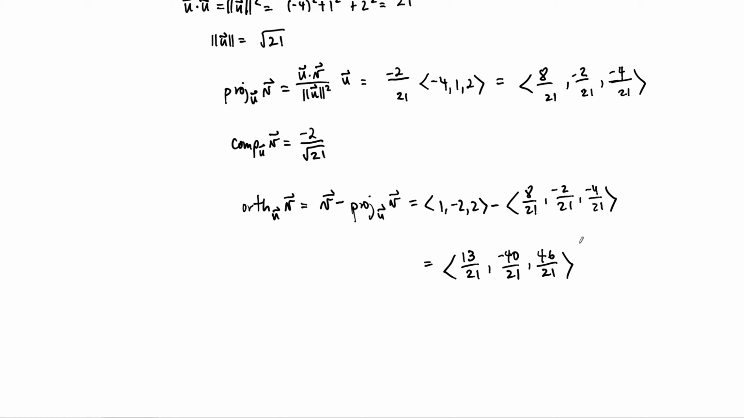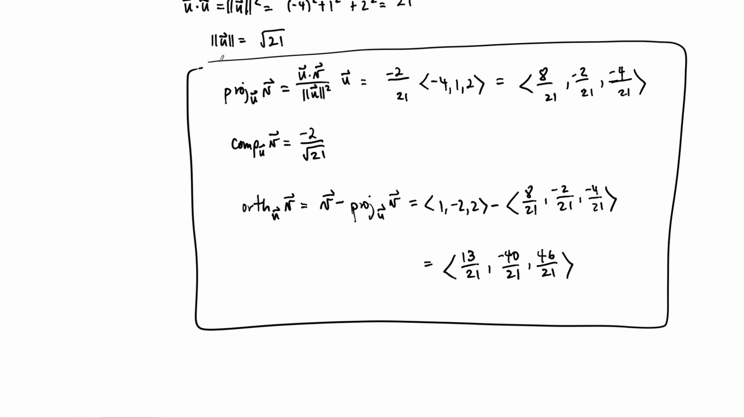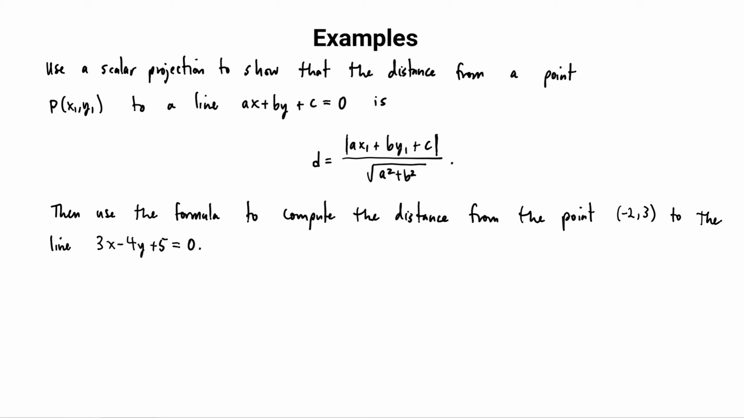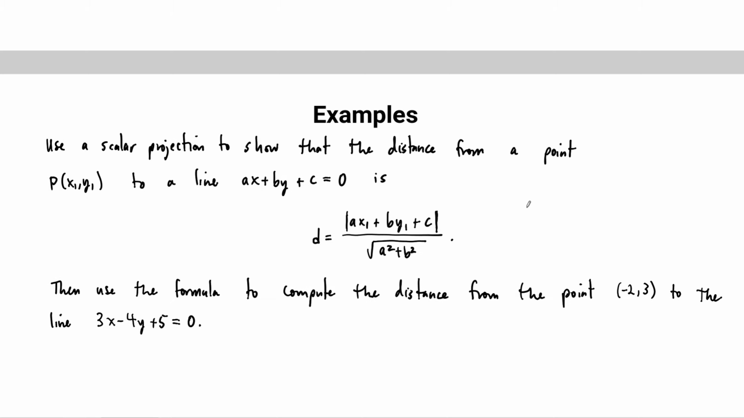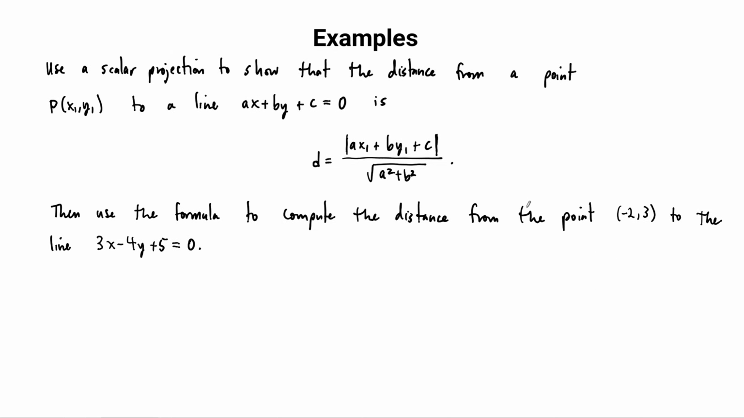Okay, I've got one more example for us here. These are the answers, though, to the second part of that. That's all the projections you could possibly want. This one says, use a scalar projection to show that the distance from a point P, x1, y1 to a line, ax plus by plus c equals 0 is given by this formula here, and then use it to compute something. So this is an example that is close to my heart. It's geometry. I love this stuff.